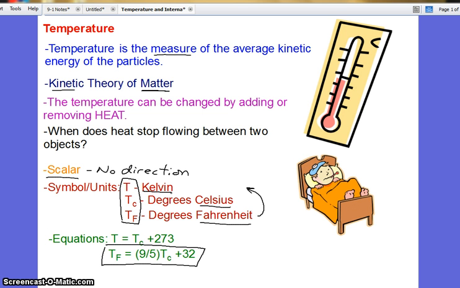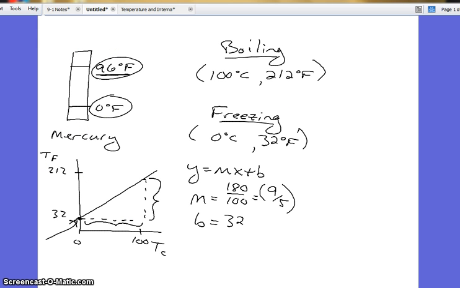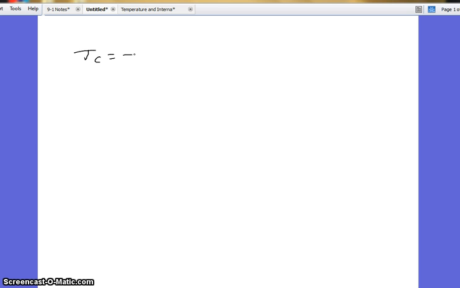Now the Kelvin came about because we were trying to make everything positive. If temperature is the measure of the average kinetic energy of the particles, that means as the particles slow down, the temperature gets less and less and less. This must mean that there is a lowest temperature. When the particles stop moving, that's the coldest you can get, because that's the slowest you can get. So through some equations and formulas between temperature and kinetic energy, we figure out that the coldest temperature we can get is at a temperature of negative 273 degrees Celsius.